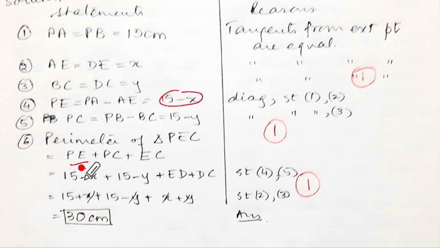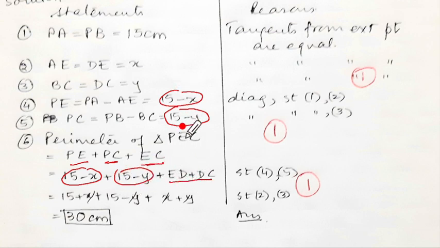This is what I have written. Can you see that? And PC value is here, which is what I have written already. And plus your EC was ED plus DC. You can look at the diagram. But ED, can you see this ED? It is X. And what is DC? Can you see this DC? It is equal to Y.